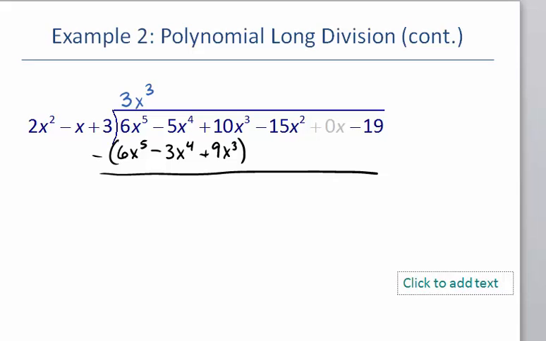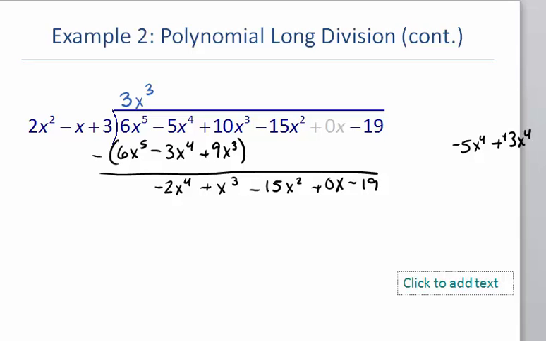The first terms will fall out. Then we have a negative 5x to the 4th minus a negative 3x to the 4th. So the subtraction and the negative become plus a positive, leaving me negative 2x to the 4th. On my cubed terms, I have 10x to the 3rd minus 9x to the 3rd. That gives me an x to the 3rd. And then everything else I'm going to just drop down. So minus 15x squared plus 0x minus 19.